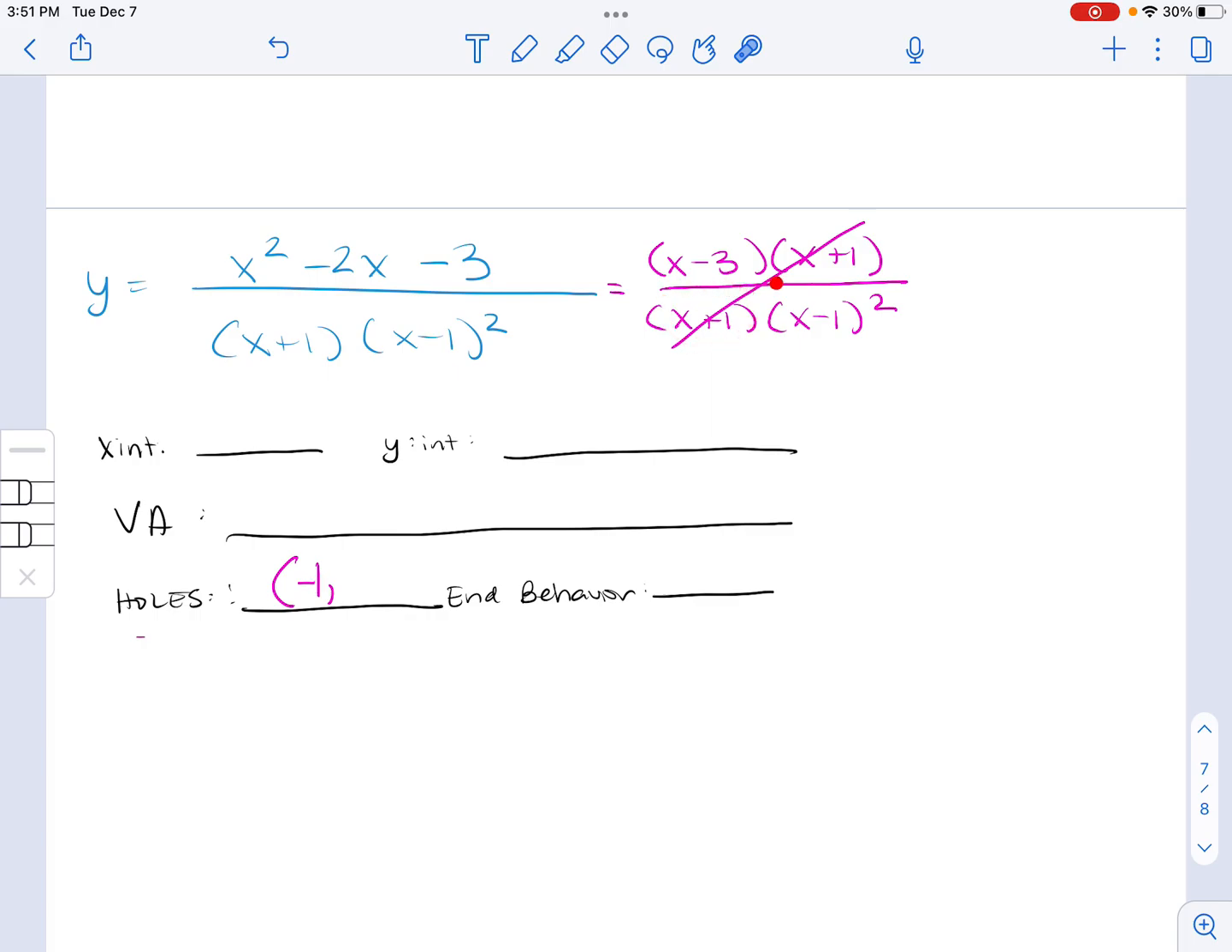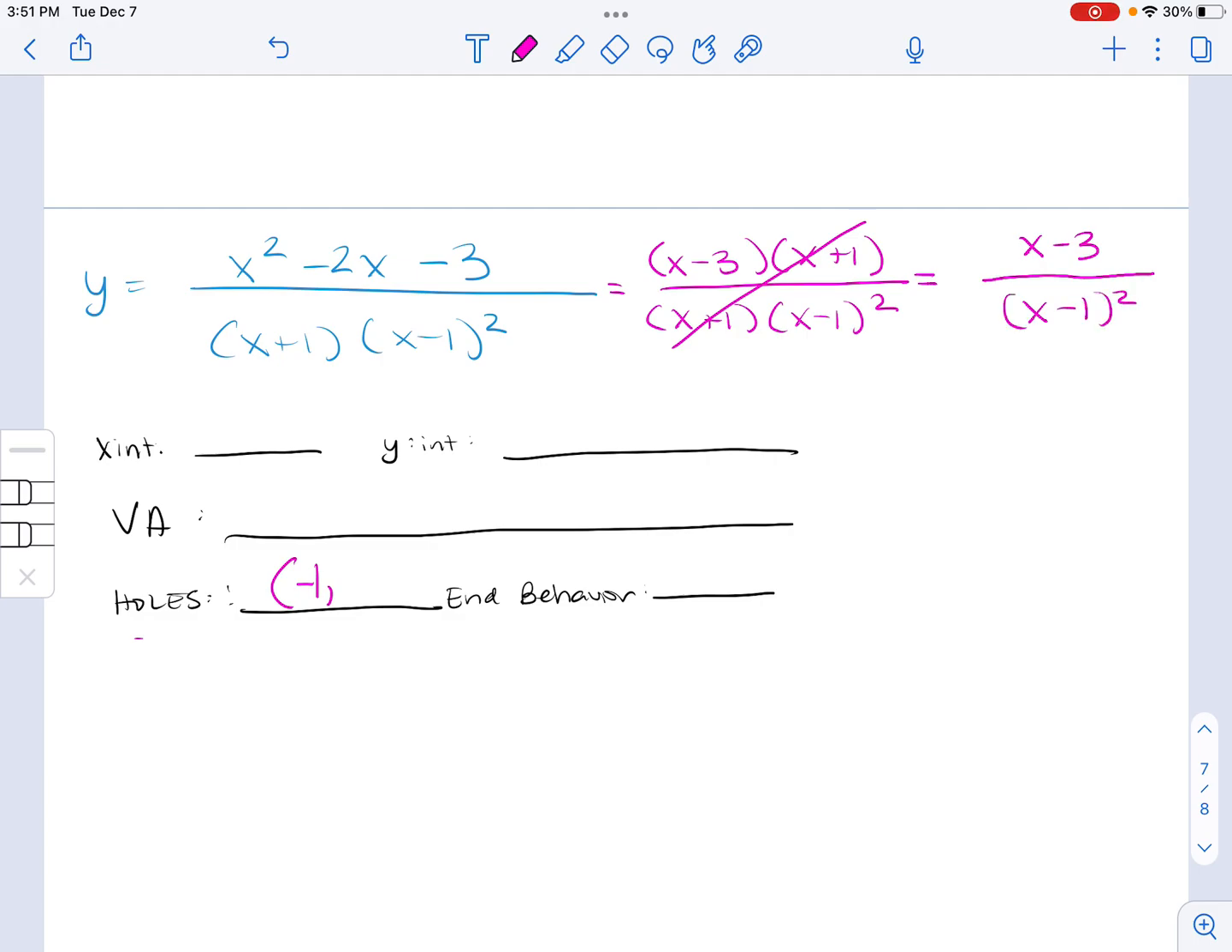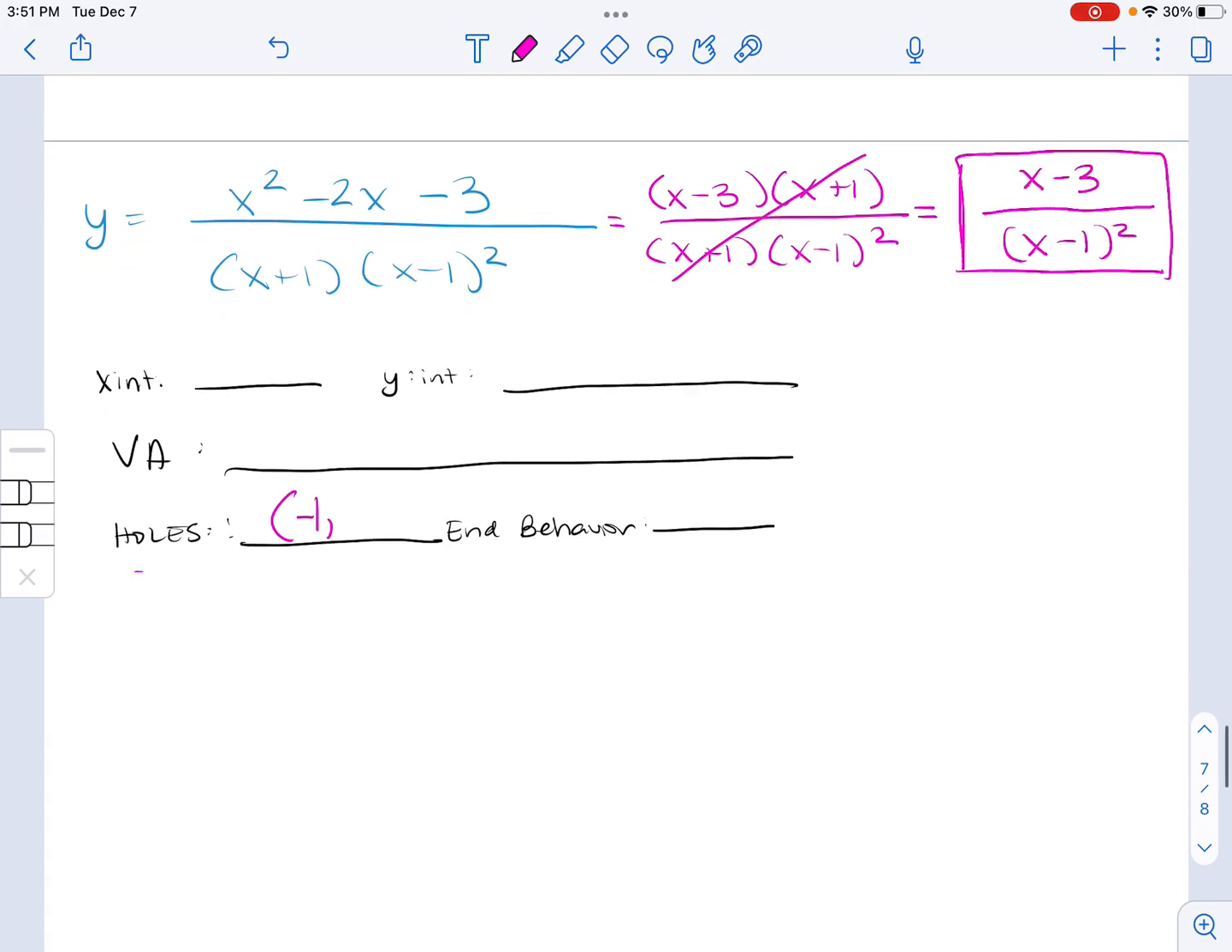And once I've identified that value from the factors that I've canceled, I'm going to cancel them out and then use this as my function to answer all the rest of the questions. So before I do anything else, I'm going to plot that hole. Oops, just kidding. I can't plot the hole because I haven't figured out what the exact address of it is. But remember, that -1 comes from the factors that canceled, the value that produces a 0.